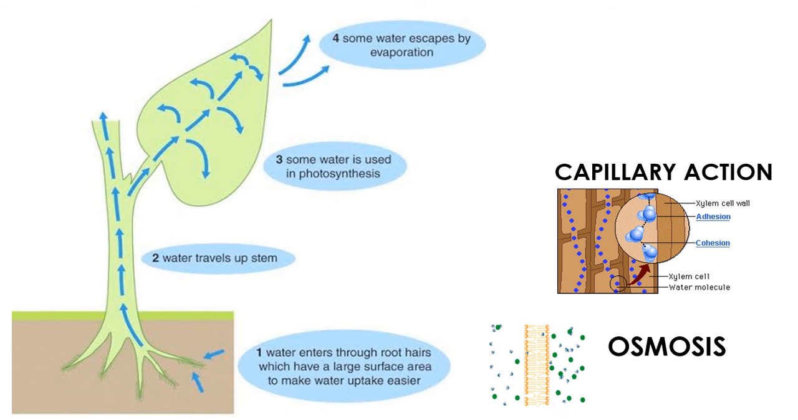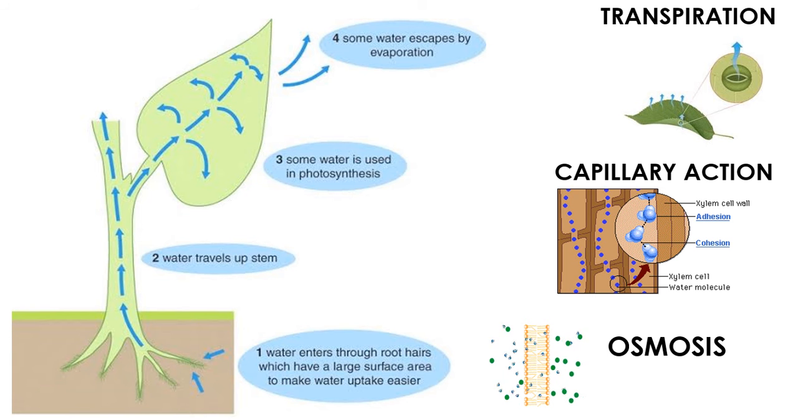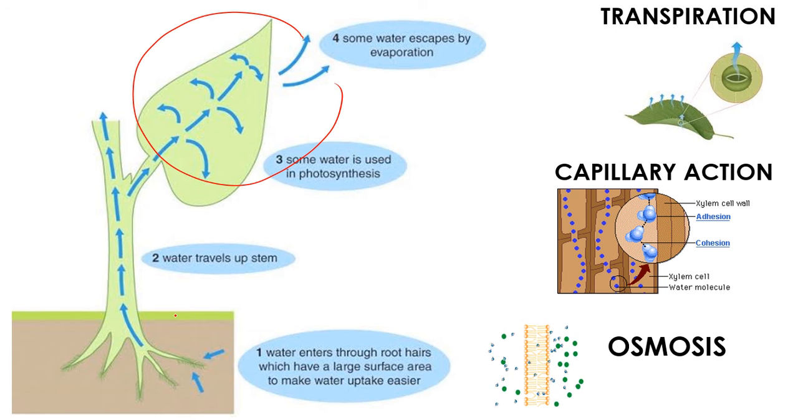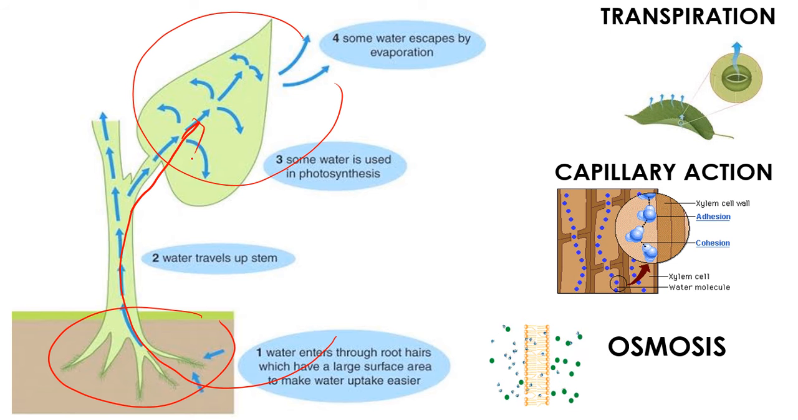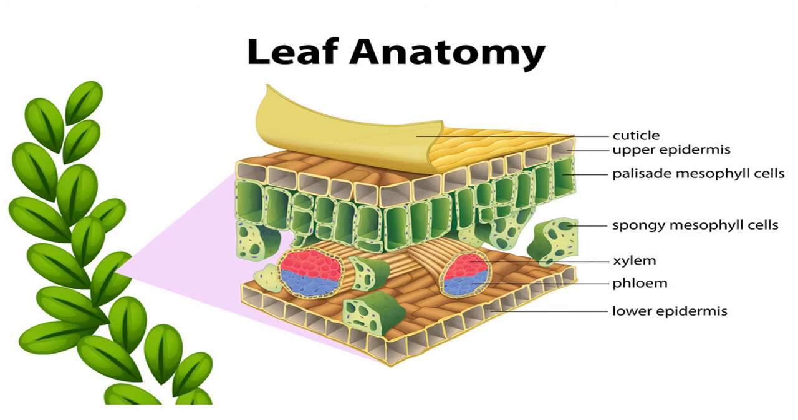The third part that exists on a leaf is what we call transpiration, where water escapes by evaporation. Now the difference of water concentration on the leaf and the water concentration down here allows the movement of water up to the stem and to the leaf, which we call osmosis.